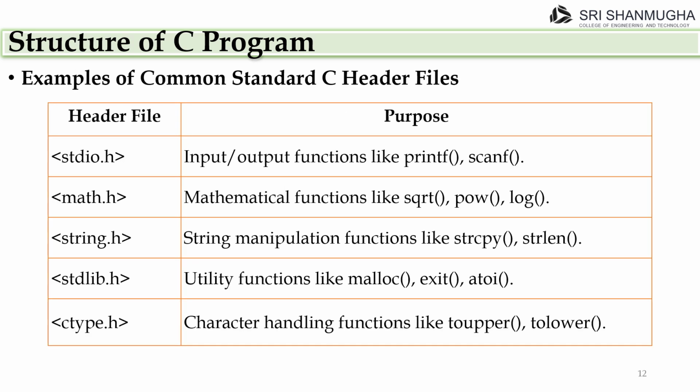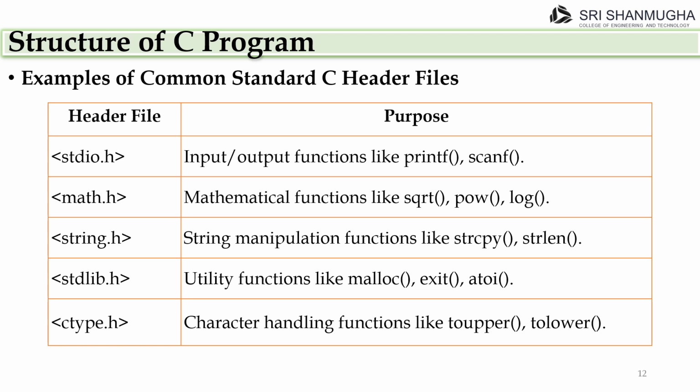See here, I have given some common standard C header files. When you are using input output functions in your program, like printf and scanf, you have to include the stdio.h header file. When you are using mathematical functions like square root, power, log, you have to include the math.h header file. When you are using string manipulation functions like string copy, string concatenation, string length, you have to include the string.h header file in your program.